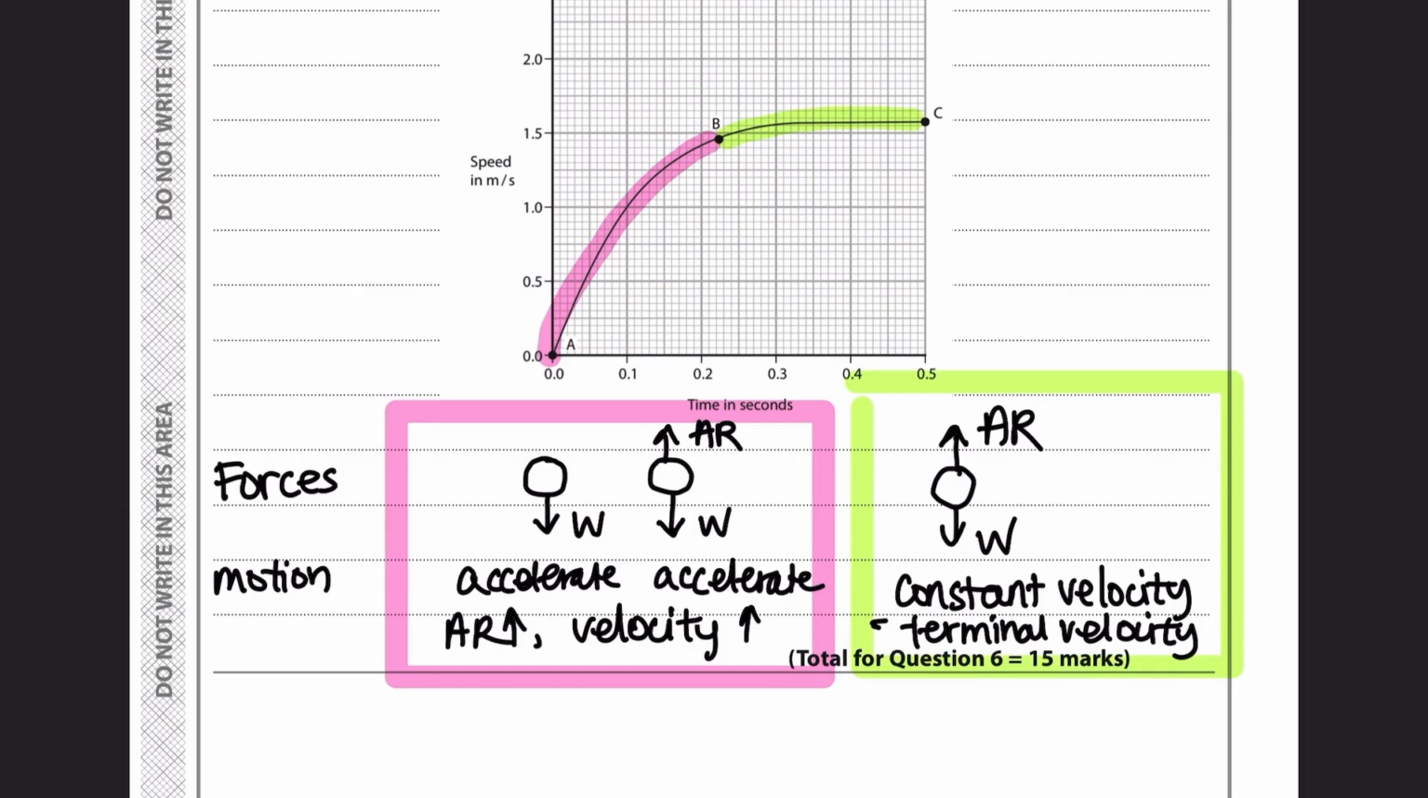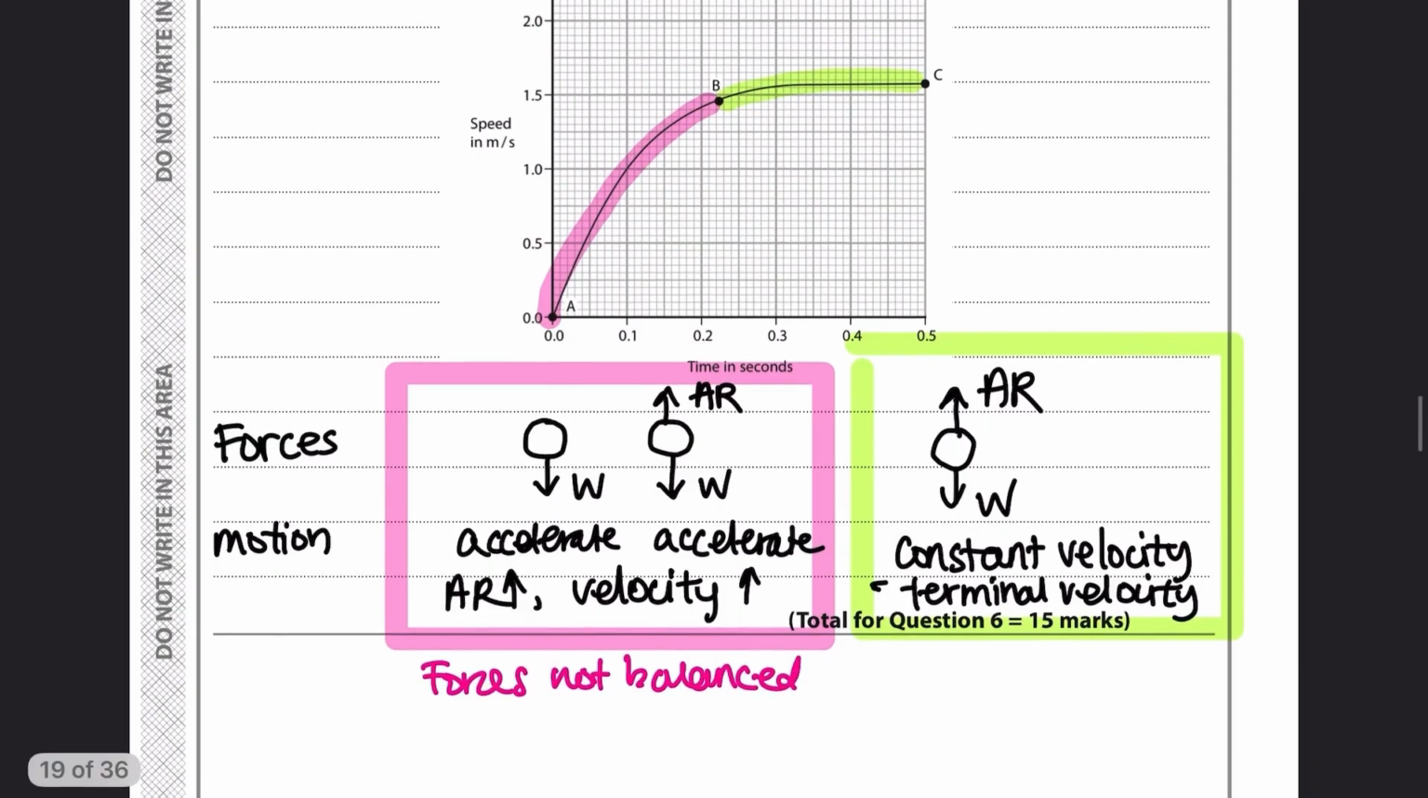I want to just embellish the answer a little bit more. Apart from talking about the forces, you also want to talk about, is it balanced or not balanced, right? Like write it down. You know it, but you have to write it down. So in this case, in the pink case, force is not balanced. And in fact, tell me more. Always say more. How not balanced? The weight is larger than the air resistance.